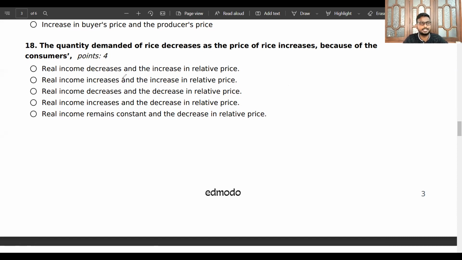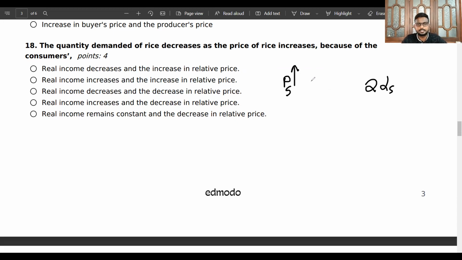So if we look at the real income side, whenever the price of a product goes up, let's take the price and demand of that product. Let's say sugar, right? Now, let's say sugar is seeing an increase in price. Sugar price is going up.